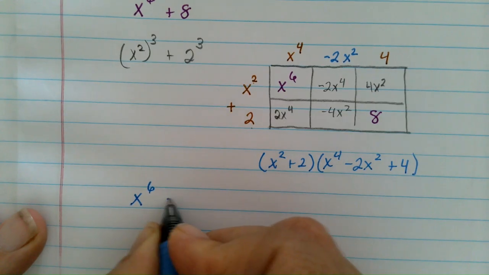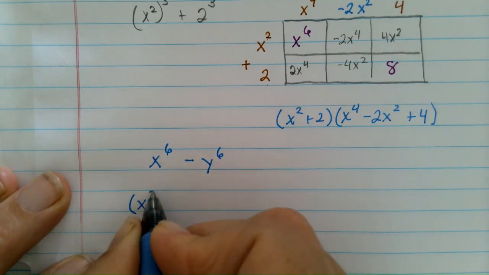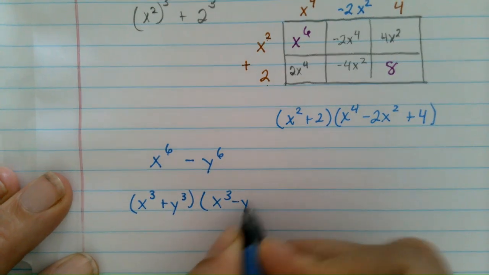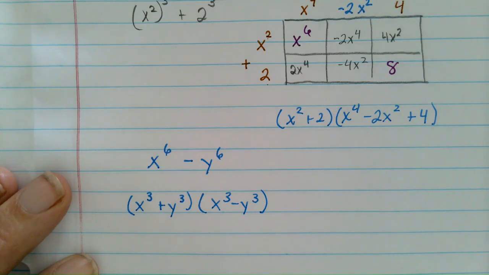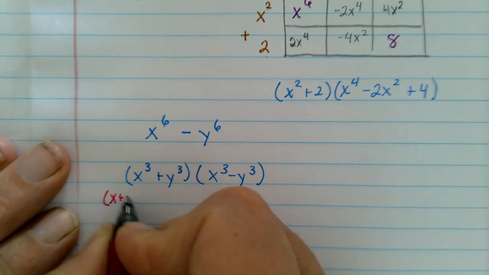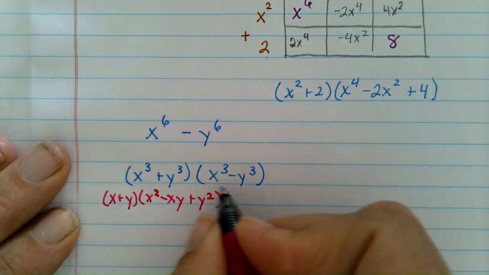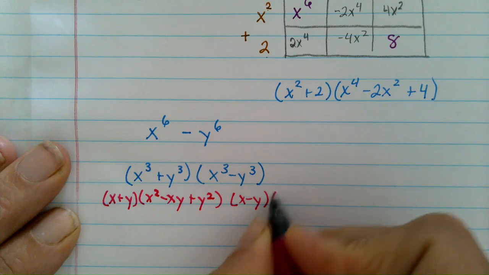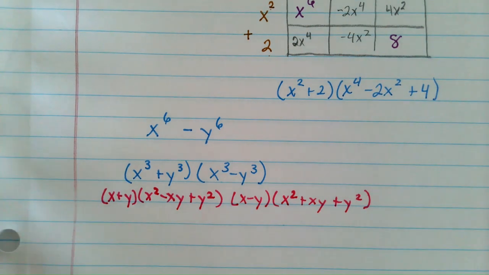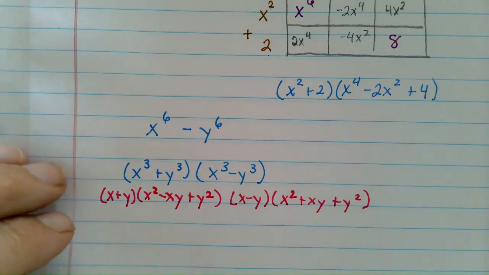If you were to say have x to the 6th minus y to the 6th, I would first make this x cubed plus y cubed multiplied by x cubed minus y cubed by using the difference of two squares. Then after that, I would do the difference of a sum of two cubes and difference of two cubes. So x plus y, x squared minus xy plus y squared. And then for the second parenthesis, x minus y, x squared plus xy plus y squared. And this would be factored completely. Again, we're trying to have no exponents inside and factor as much as possible.